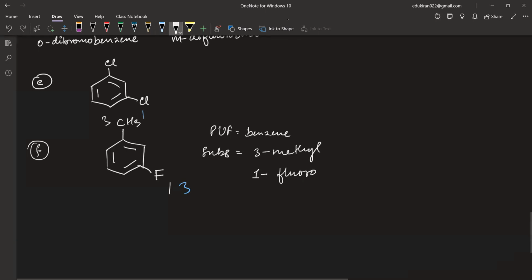It will be 3. And what did you answer? Something else, right? आपने कुछ और ही लिखा है. Numbers interchanged. Numbers interchange, है ना? But that will become wrong. Okay, yes. So it will be 1-fluoro-3-methylbenzene. चलिए.